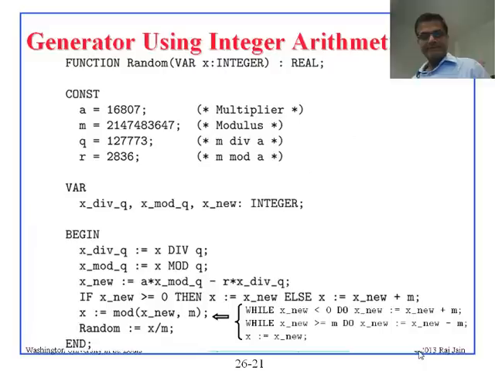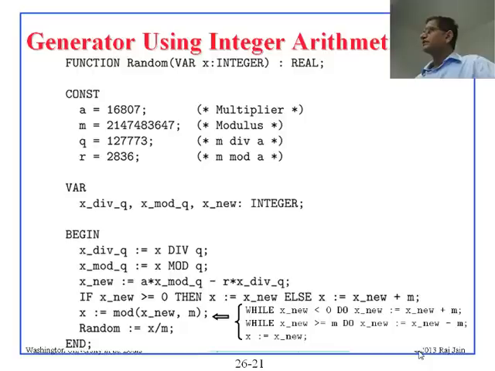All right, let's see first the implementation. The first thing you do is you figure out A and M, which is given to you. Then you figure out Q and R, right? Then you have these four integers that you calculate: X div Q, X mod Q, and X new is this formula. If X new is greater than zero, then X is equal to X new. If X new is negative, then you add M to it. And X is equal to X new mod M.